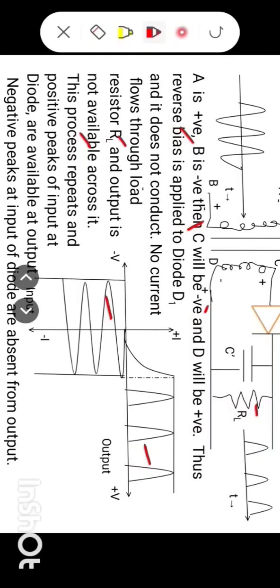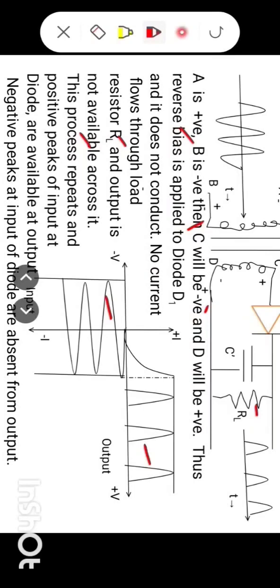That if A is positive, C is negative. Okay. If B is positive, D is negative. If B is negative, D is positive. So this is 180 degree phase shift between primary and secondary.